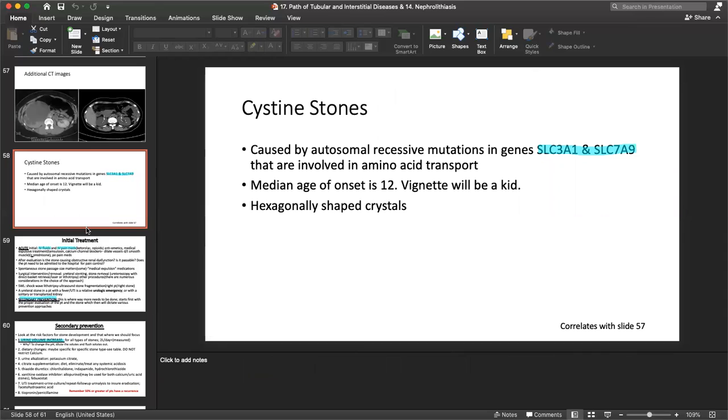Cystine stones are going to be caused by autosomal recessive mutations in the SLC3A1 and SLC7A9 involved in amino acid transport. The median age is going to be an onset of 12. In the vignette, it'll talk about a child. They're going to be hexagon-shaped crystals.